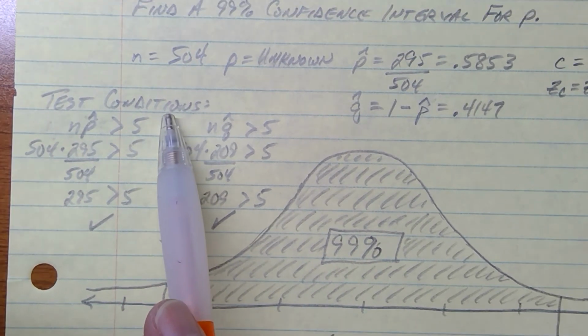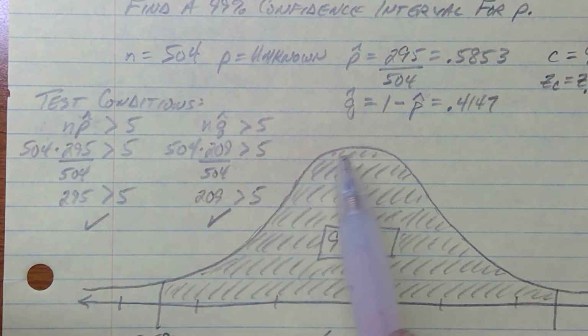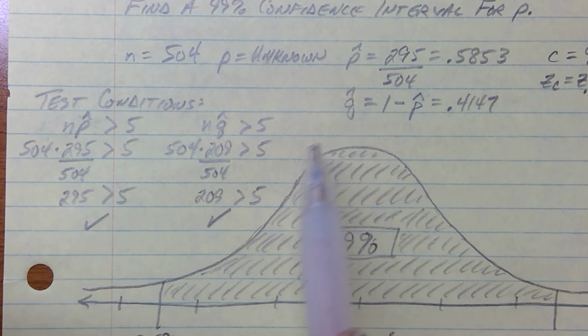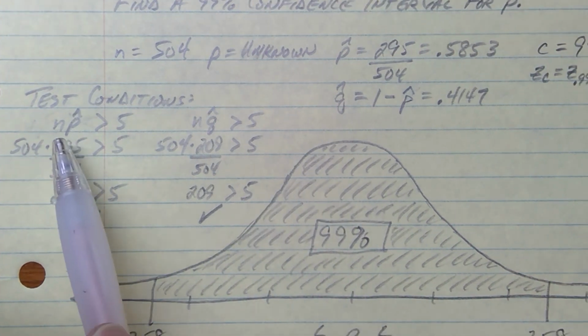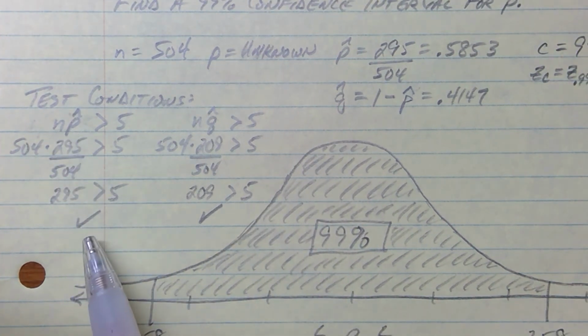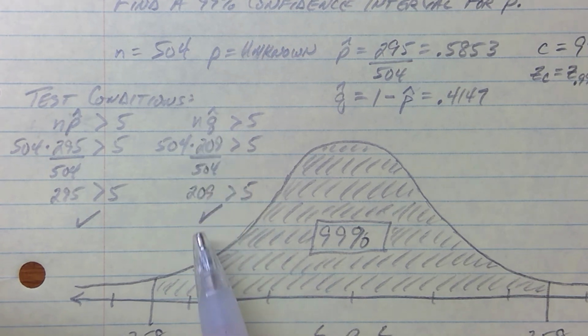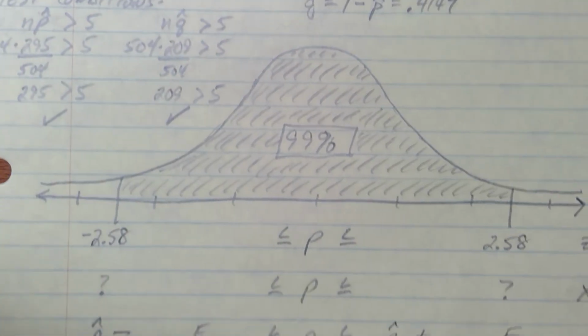Let's check conditions real quick and make sure that we expect our data to be normally distributed. n times p-hat, 295, that's fine. n times q-hat, 209, that's great too. So everything's fine. We expect a normal distribution just like this picture.